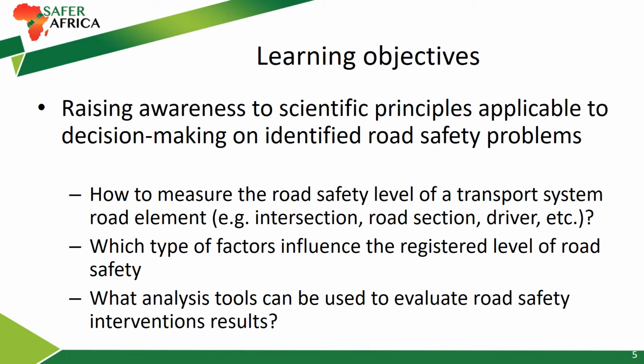Ideally, it is generally accepted that the road safety level of a transport system element can be measured by the long-term average expected number of accidents of that element. The question then is how to measure in practice this long-term average expected number of accidents. In the early 1980s, Ezra Hauer, in a breakthrough paper, showed that the registered annual number of accidents is usually not a good estimator of this value.